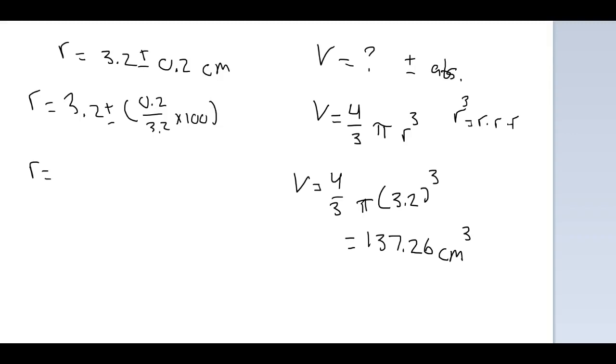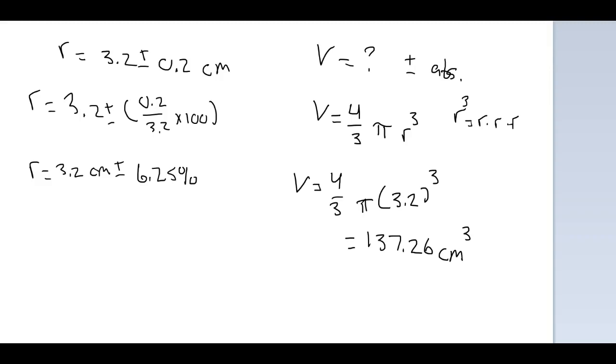So the radius is going to be 3.2 centimeters plus or minus, I'll just calculate that, plus or minus 6.25%. Notice I'm not writing this to one significant figure. The rule for one sig fig is only for absolute uncertainties, so it's perfectly acceptable that, at least for now, I keep this as 6.25 because it's a percent uncertainty, not an absolute uncertainty.